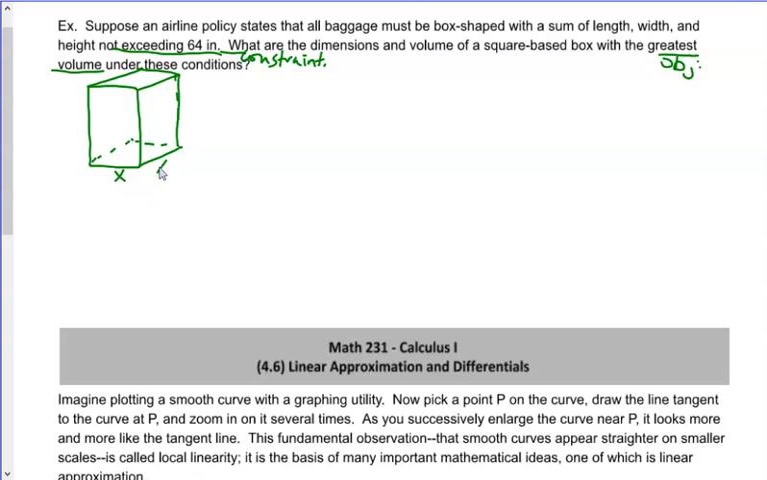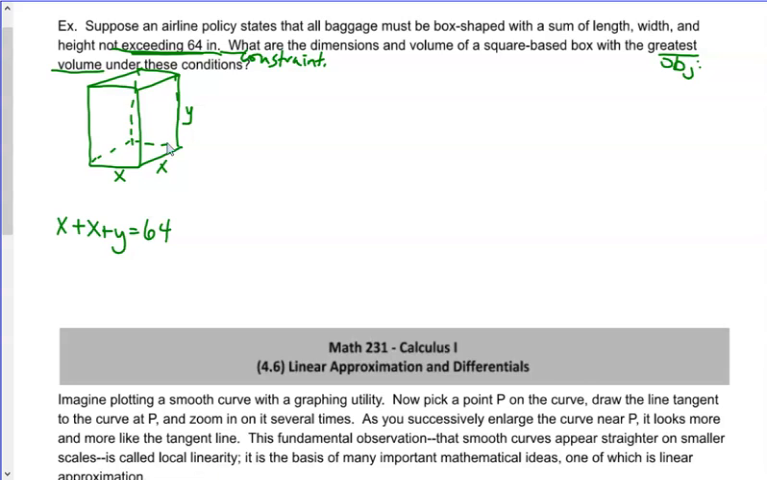So I'm going to call this x and that y. You can bring up whatever variables that you want. But notice that it has to be a square base here because they told us that. And so this constraint equation, given these variables, means that my length and my width and my height has to be at least 64 or less for it to hold true.